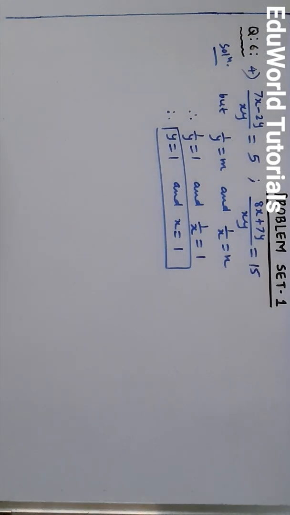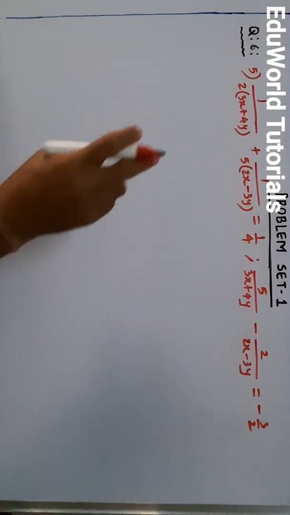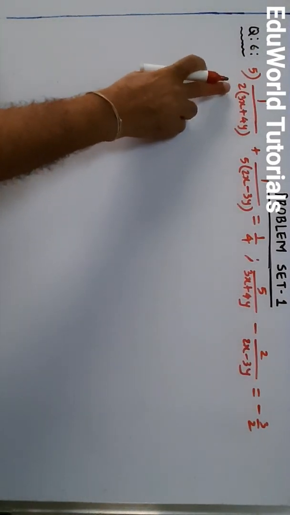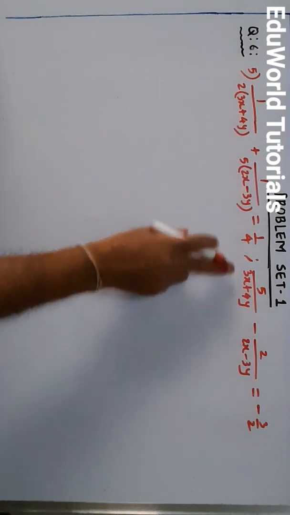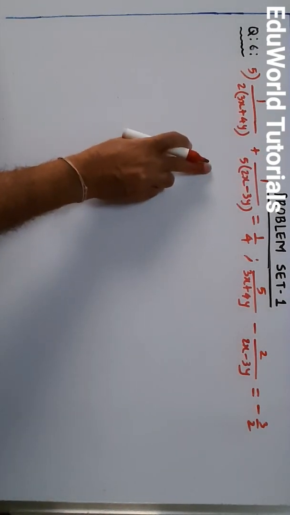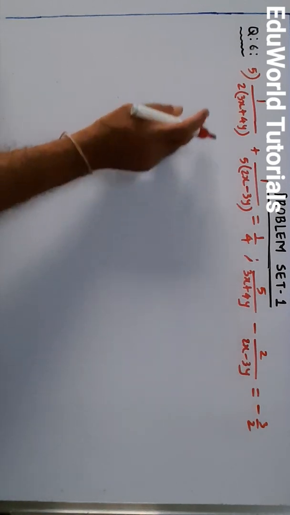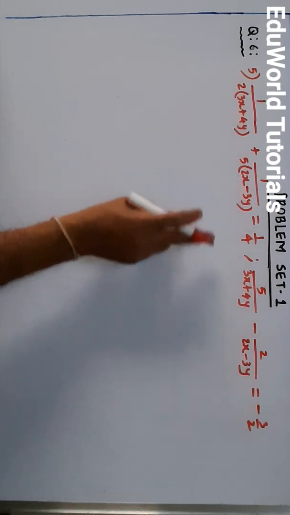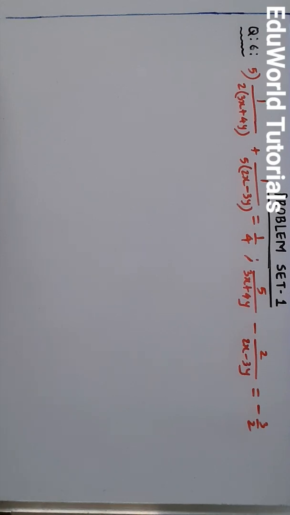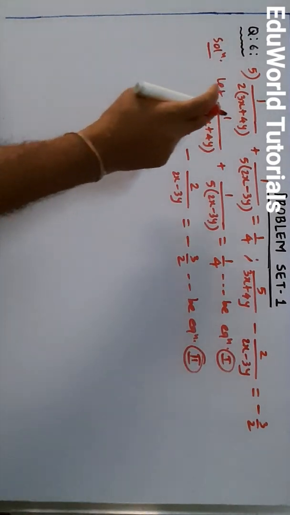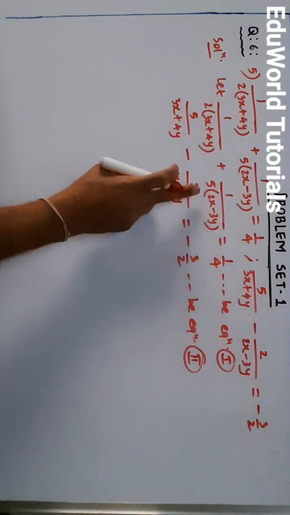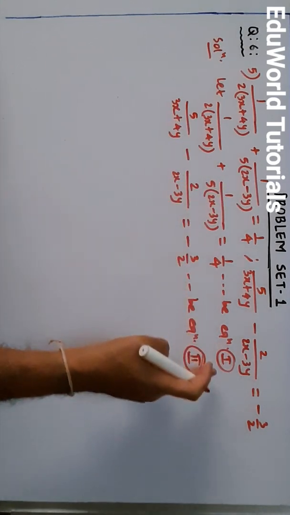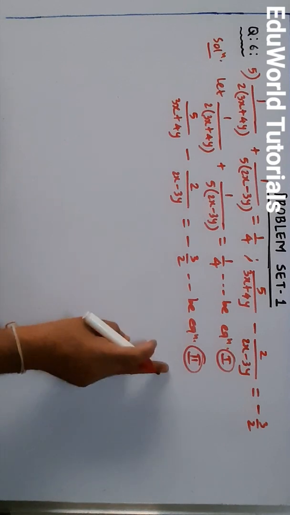Now we are going to solve sum number 5. These two equations are given. So as per the procedure, we will number the equations and then we'll assume. Let us number the equations. So 1 upon 2 times 3x plus 4y plus 1 upon 5 times 2x minus 3y equal to 1 upon 4 is equation 1, and this is equation number 2.